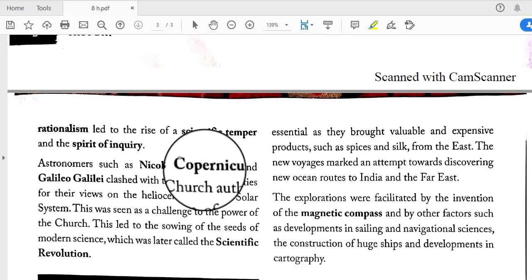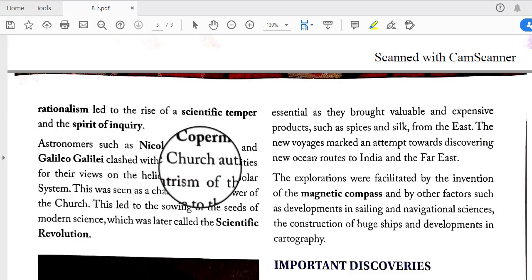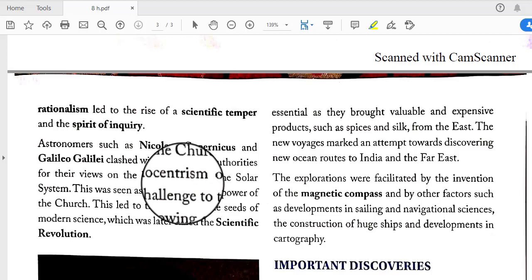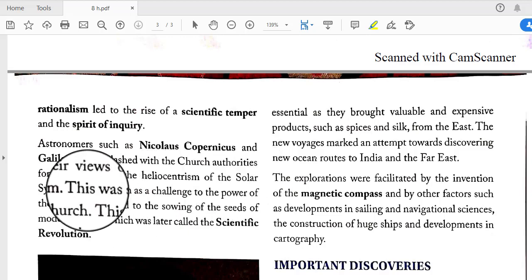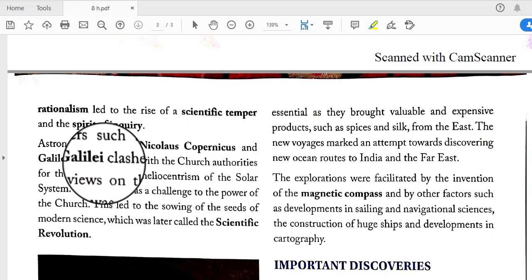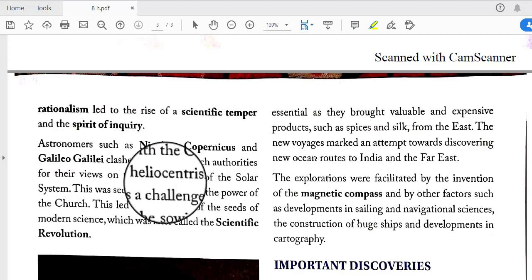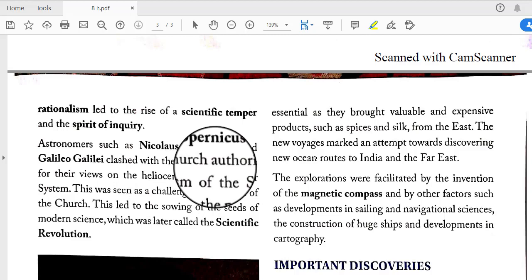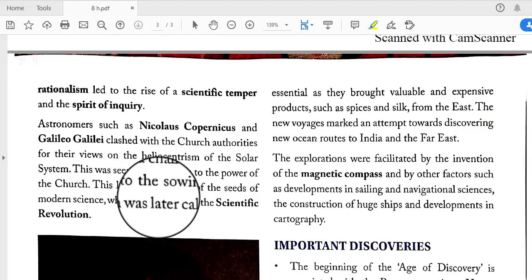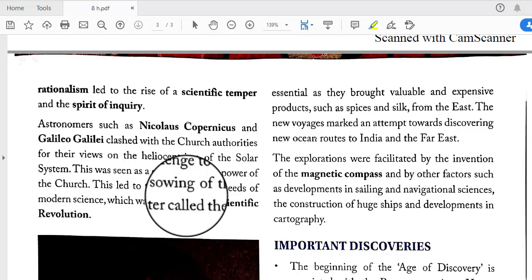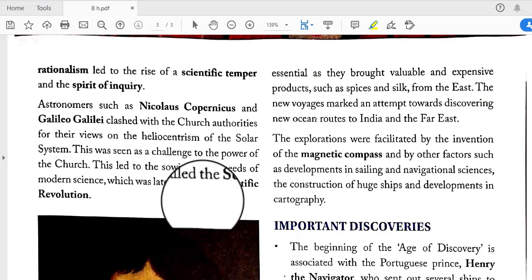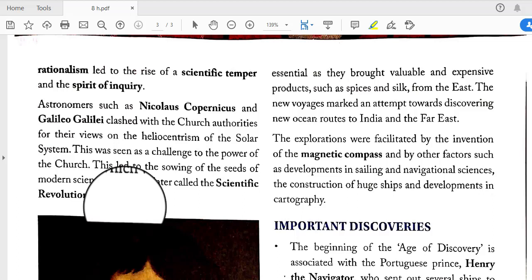Astronomers such as Nicholas Copernicus and Galileo Galilei clashed with the church authorities for their views on the heliocentrism of the solar system. They gave the information that the sun is situated in the center, but church authorities believed in another concept. This was seen as a challenge to the power of the church, and this led to the sowing of the seeds of modern science, which was later called the scientific revolution. And in that time, many scientific innovations happened.